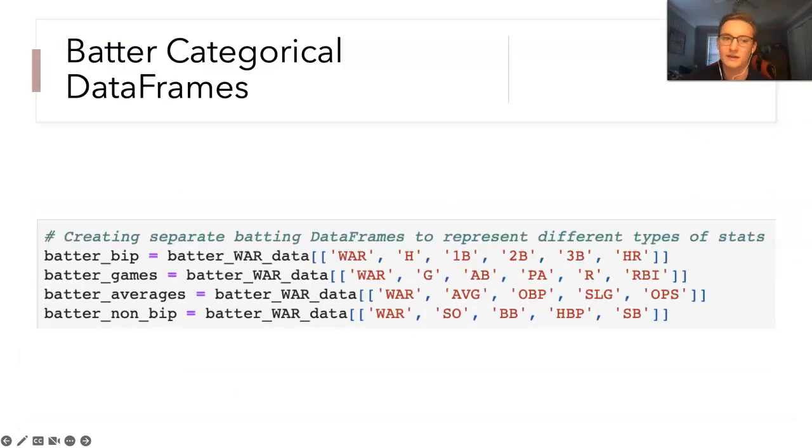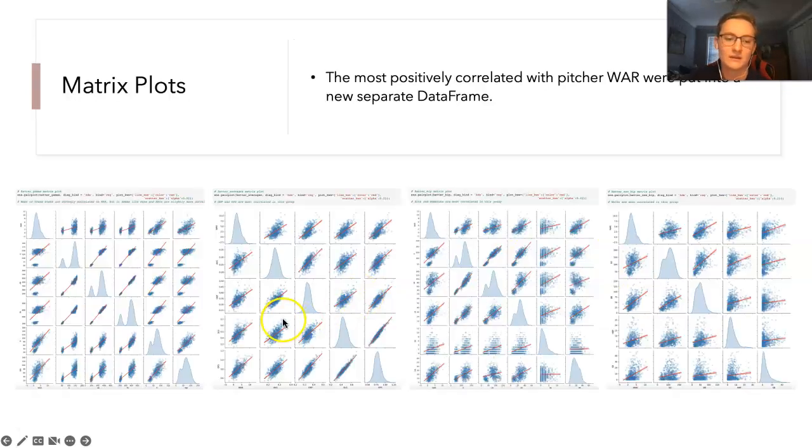So I did the same thing. I changed these into different categories. I did 4 as well. So we have a batter, ball, and play, which is the hits, singles, doubles, triples, homers.